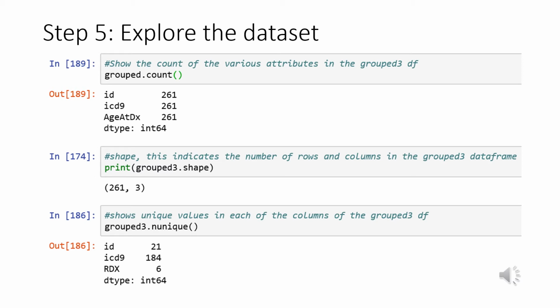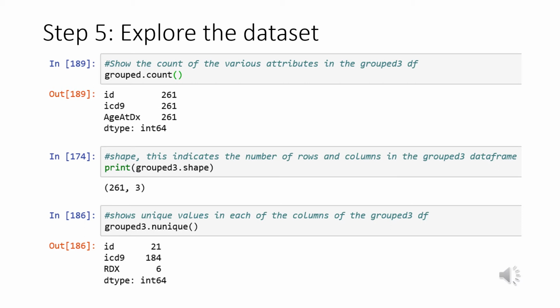In step 5, we're exploring the group 3 data frame. You could skip this step, but it's a good idea to understand what kind of data you're working with. So for line 189, what we're doing there is showing the number of rows of data that are in each of the columns. Line 174 then shows the number of rows and columns that are in the group 3 data frame.